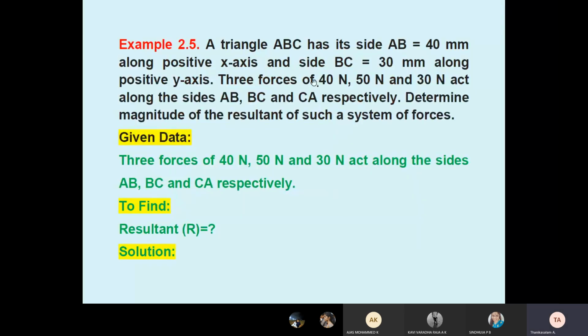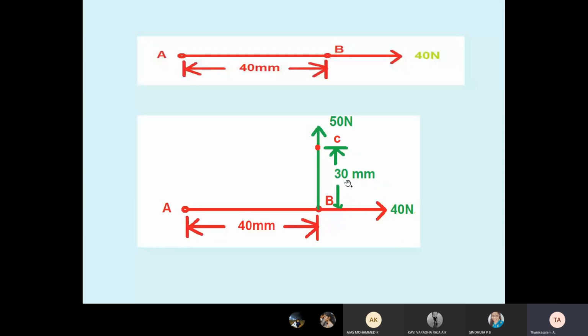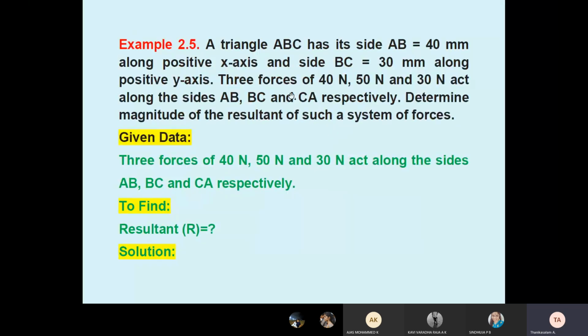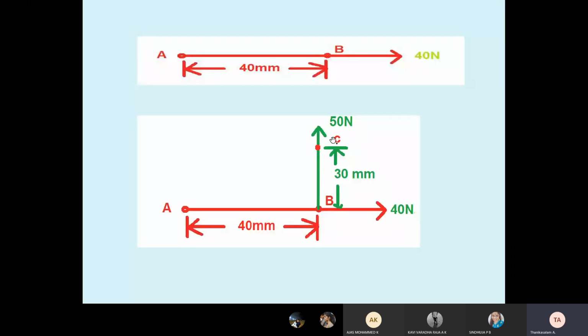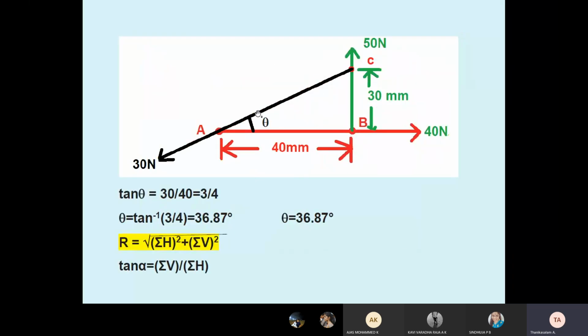So I have drawn the diagram: AB 40 mm, with 40 Newton, the distance 40 mm given. Then the side BC, 30 mm, I marked 30 mm. Then I draw the 50 Newton. Then the closing side, they mentioned CA, 30 Newton, the closing side. So I marked it. This is the diagram; you can draw it in a single step. See here, CA is inclined, so I marked it; we have to find out theta.